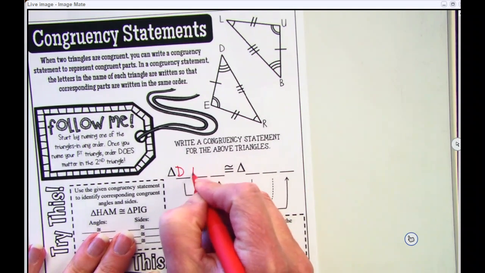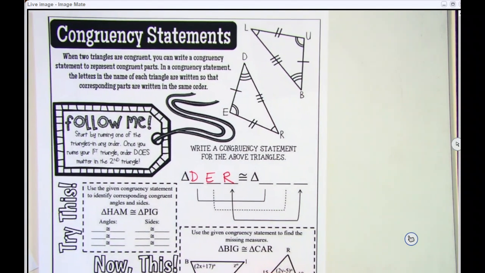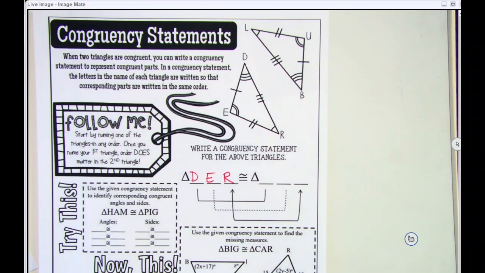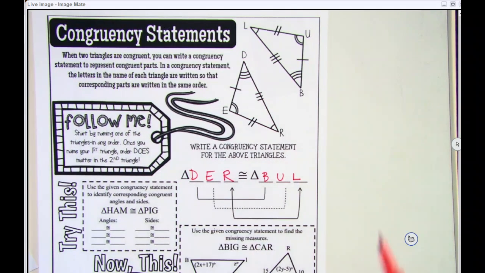Because why not? If I call it triangle DIR, then I have to label the other triangle because it says it's congruent, right? It says it's congruent, order matters. So DIR went 3, 2, 1. So it would be BGC, the other way around.